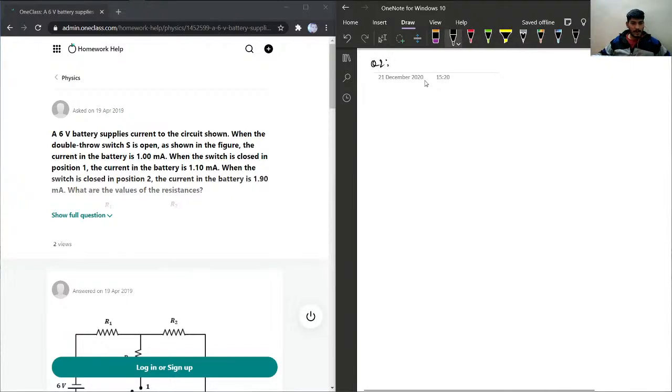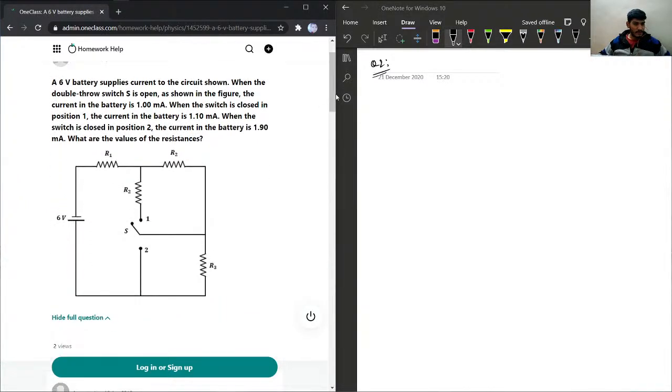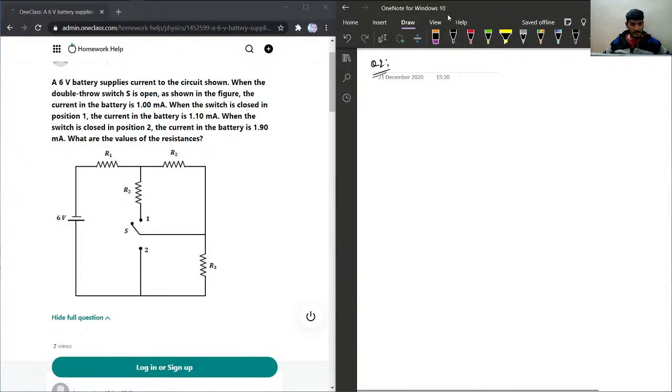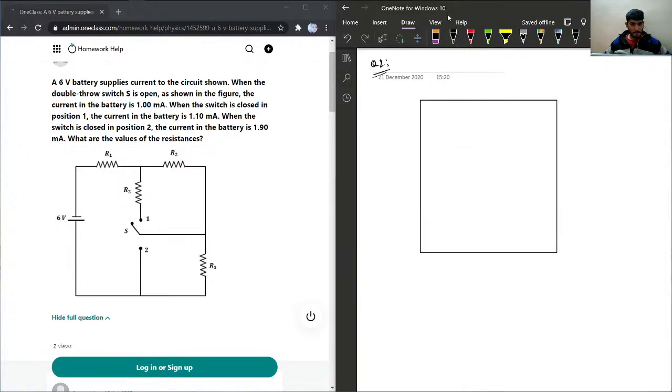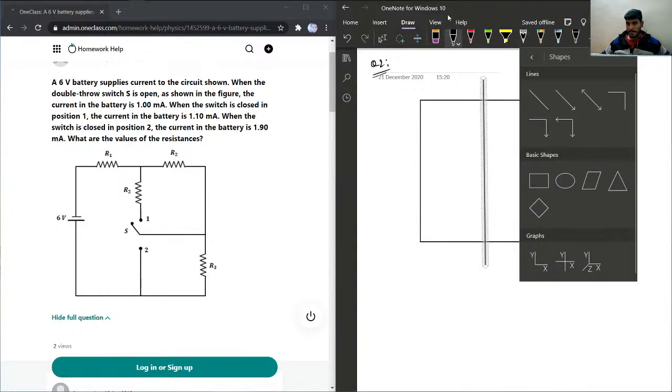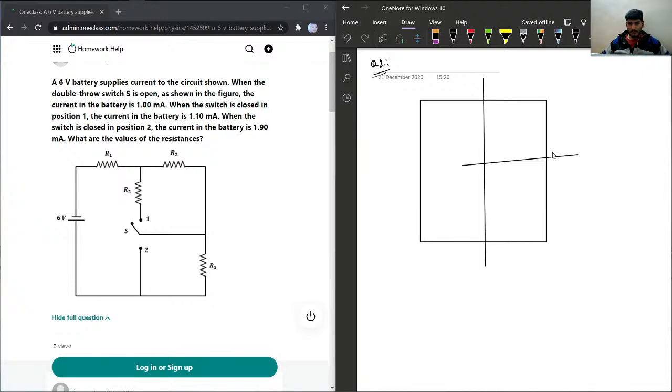Now we have question number 2. So we have been given this circuit, so I'll just quickly draw this circuit. For this I will take this kind of shape, and we have one line from here and one from here. So one line from here and one from, let's say, here.